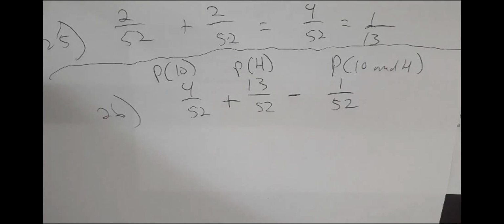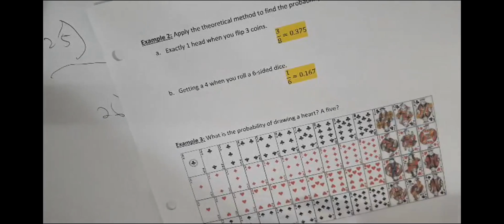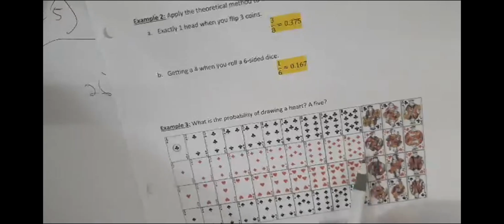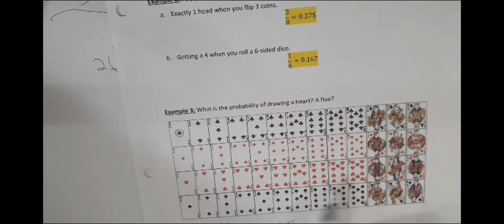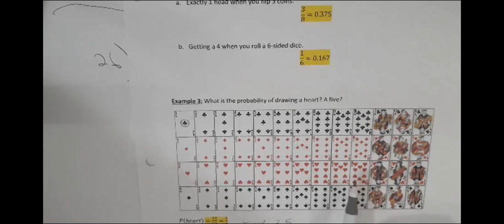And so you can think about your set, how many are going to be in your set. If I circle my 10s along here and I circle my hearts along here, where are they going to intersect? They're going to intersect at the 10 of hearts. So if I count this 13 up and I count this 4 up, how many times have I counted this 10 of hearts? Twice. So I have to subtract it. If you count up all your hearts and all your 10s, there should be 16 of them total, right? There's 13 here plus 3 more.